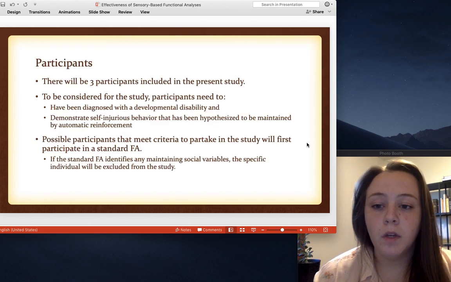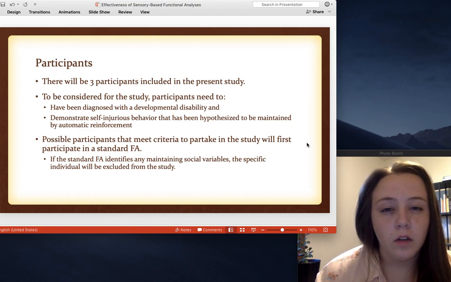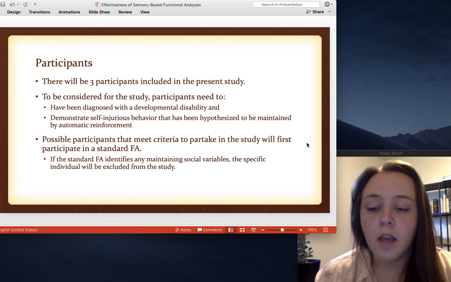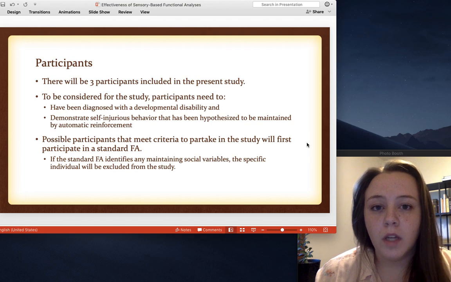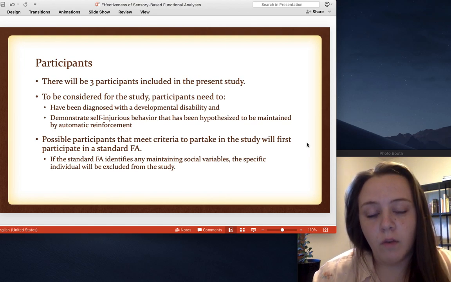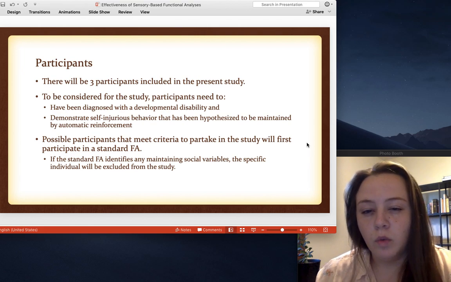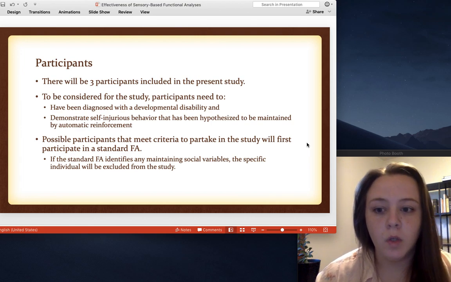So for participants, we're going to be including 3 participants in this study. In order for someone to be considered to be a participant, they need to have been diagnosed with a developmental disability, and this is really to help with some kind of control over all the different variables that are going to be different between the people. We at least have one commonality, and therefore it can help demonstrate the validity, because it wouldn't just be due to random chance of the participants. There's some commonality between them.